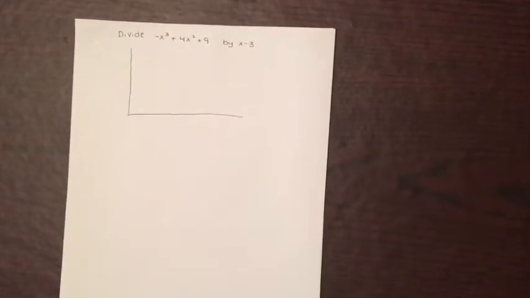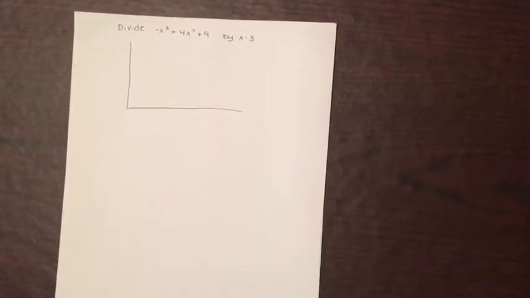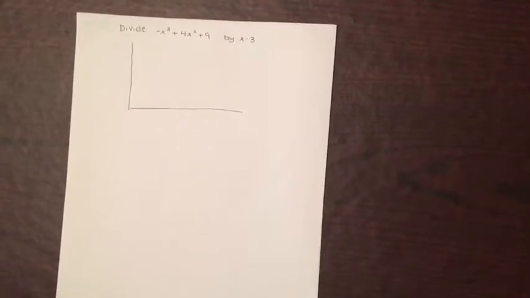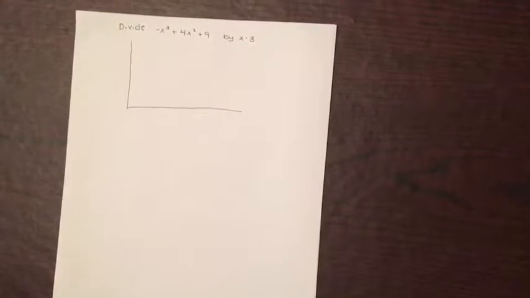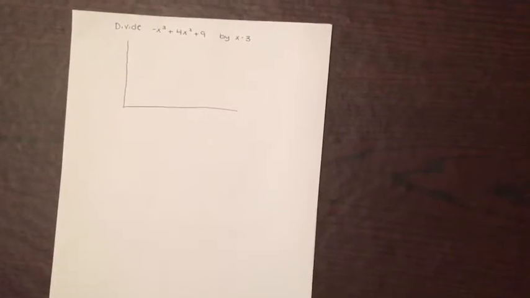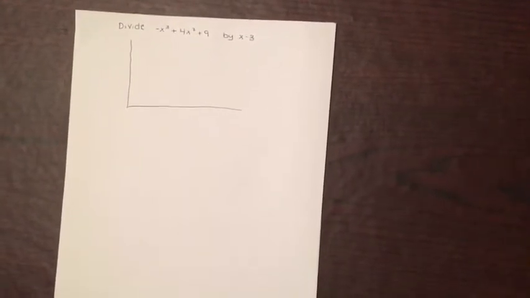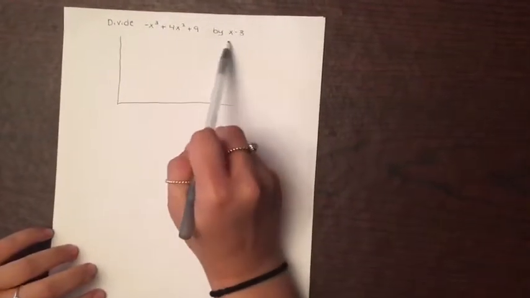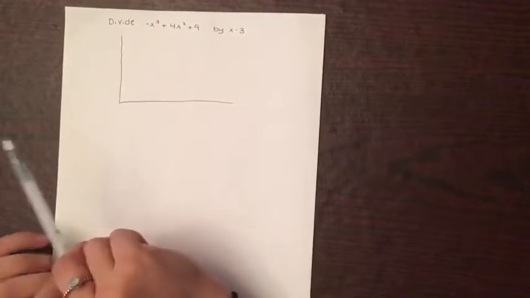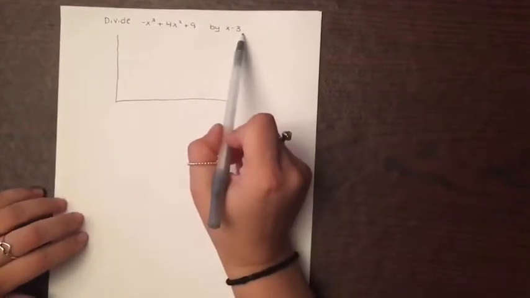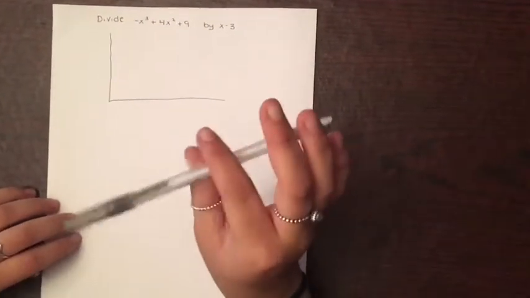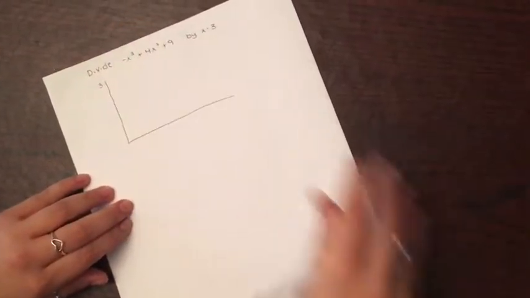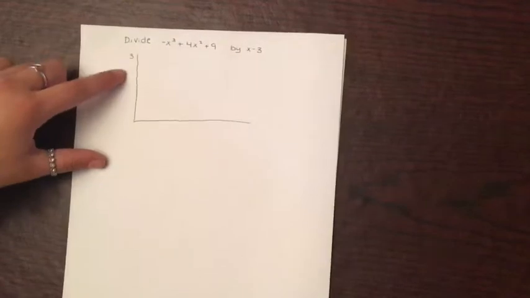So for our topic, we chose to do synthetic division. The first problem that I'm going to be showing you is divide negative x to the third plus 4x squared plus 9 by x minus 3. First we're going to look at x minus 3, which is the divisor. But for this problem, we need to divide by the root, which is going to be k equals 3. And then you put 3 at the top of the box.